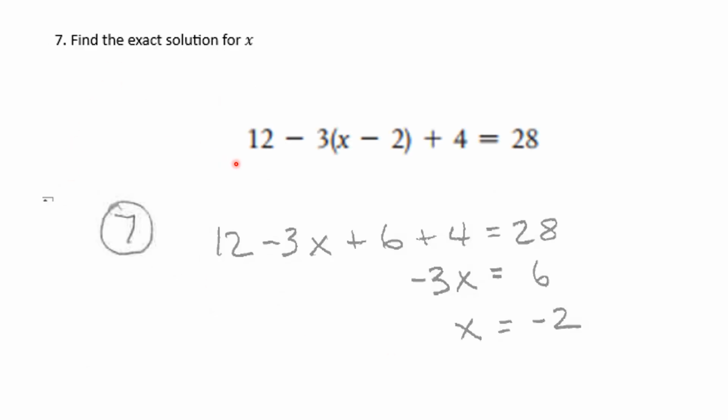Number 7, you were to find the exact solution for this one. You had to distribute this minus 3 across here, giving you minus 3x plus 6. You combine like terms, and so you have minus 3x, but then you have 12 plus 10, and that is 22. You subtract 22 from both sides. 22 from 28 is 6. So minus 3x is equal to 6. Divide both sides by negative 3. X is minus 2.